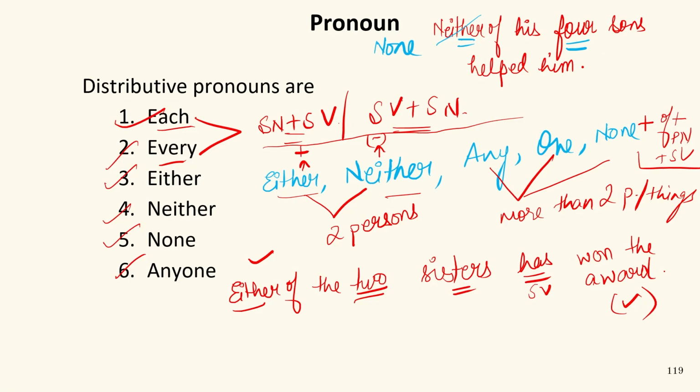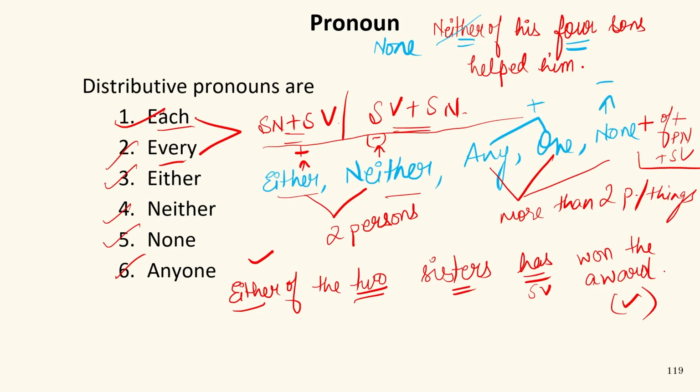Now we know that none can be used with more than 2 persons. So neither is not suitable, but none is suitable over here. So we use the sentence like none of his 4 sons helped him, not neither. Now the sentence is correct. So we use neither in negative sense, but only with 2 persons, and anyone and none for more than 2 persons, anyone in positive sense, and none in negative sense.